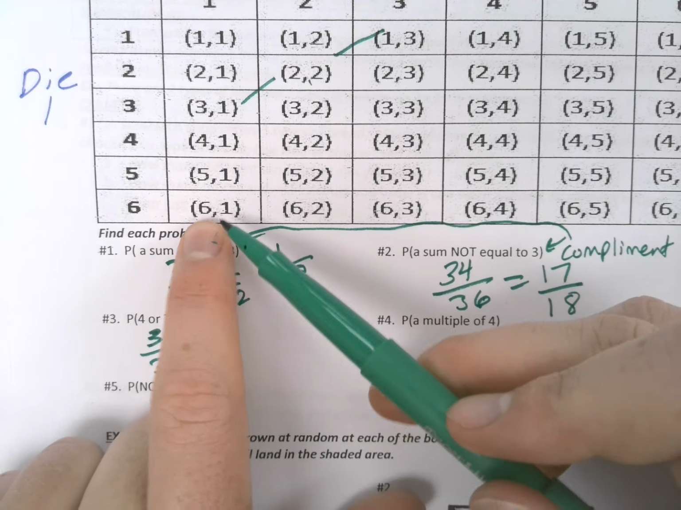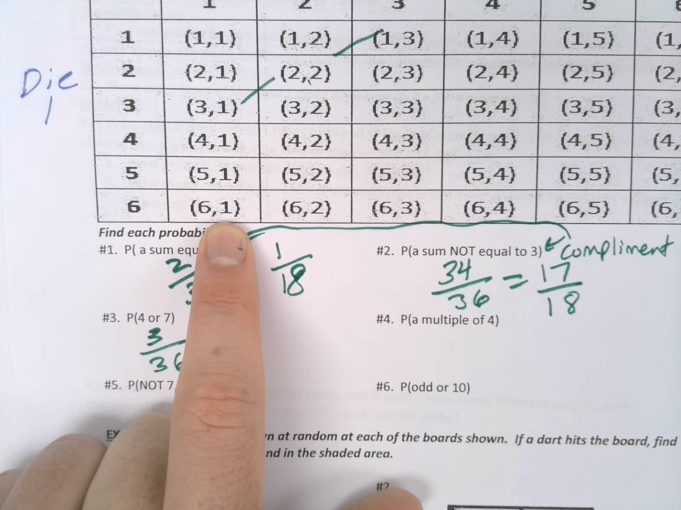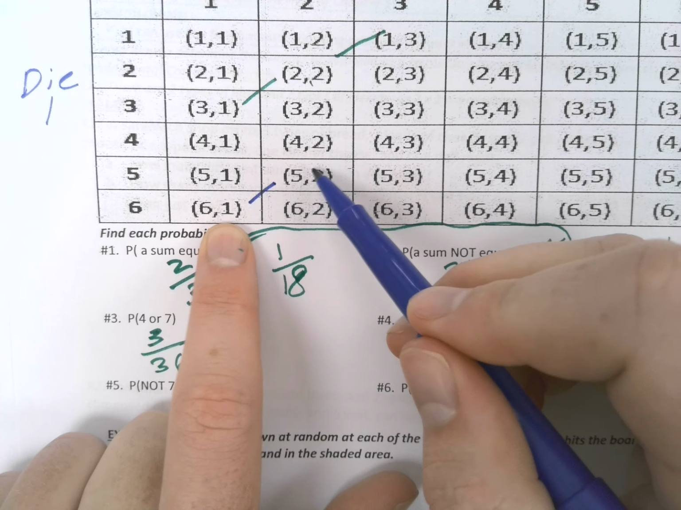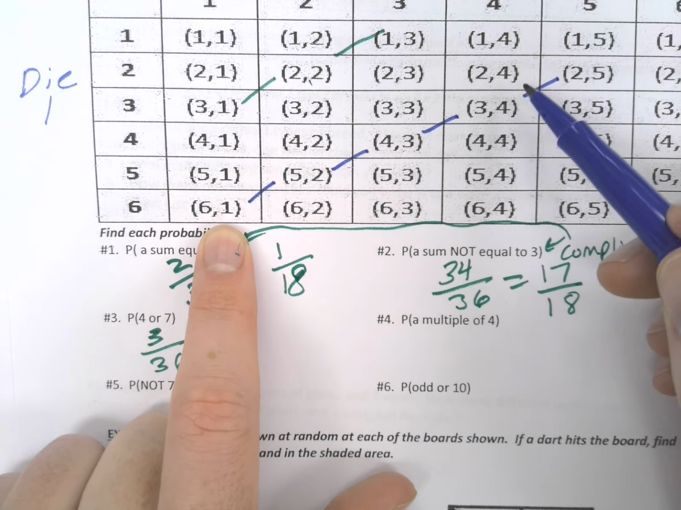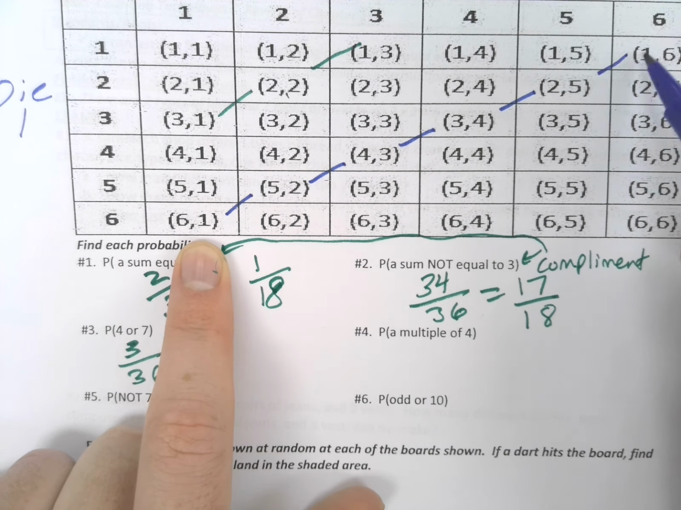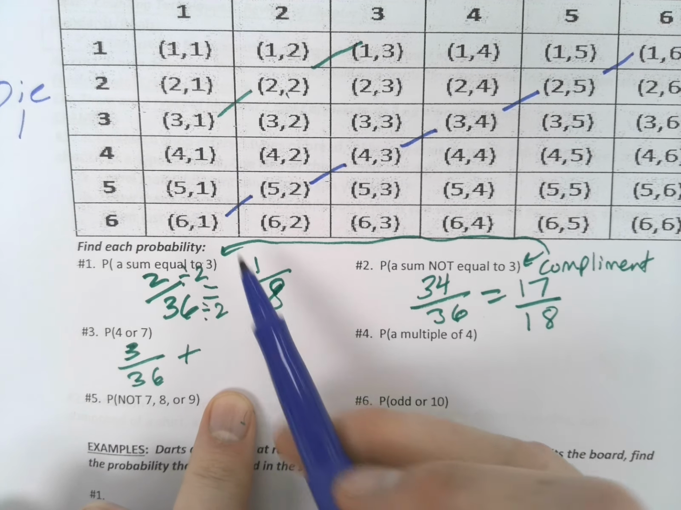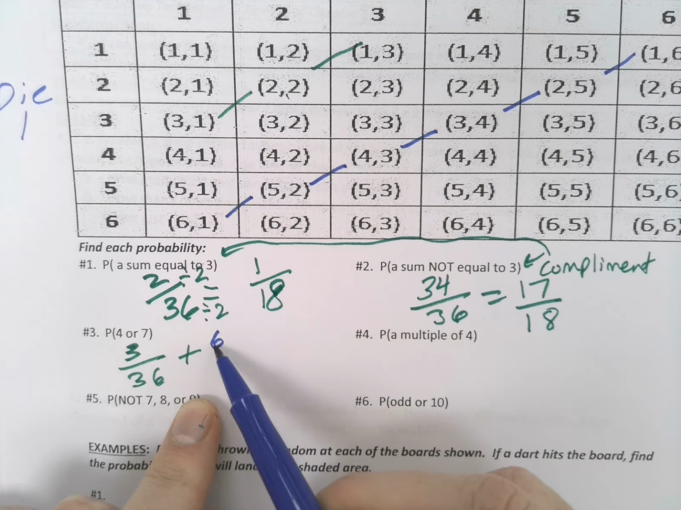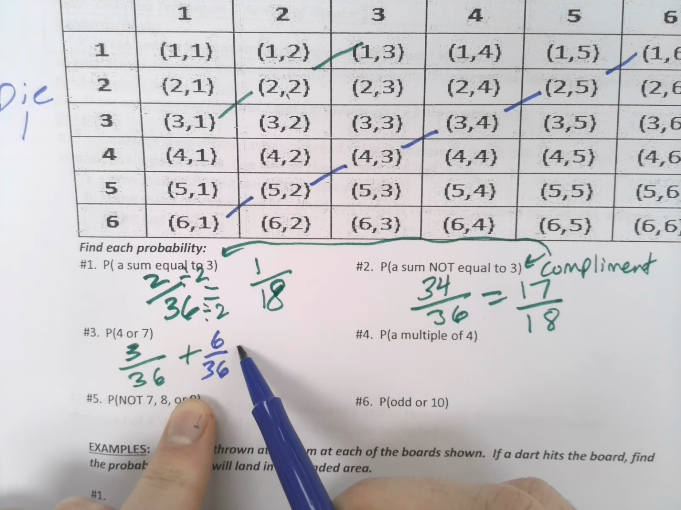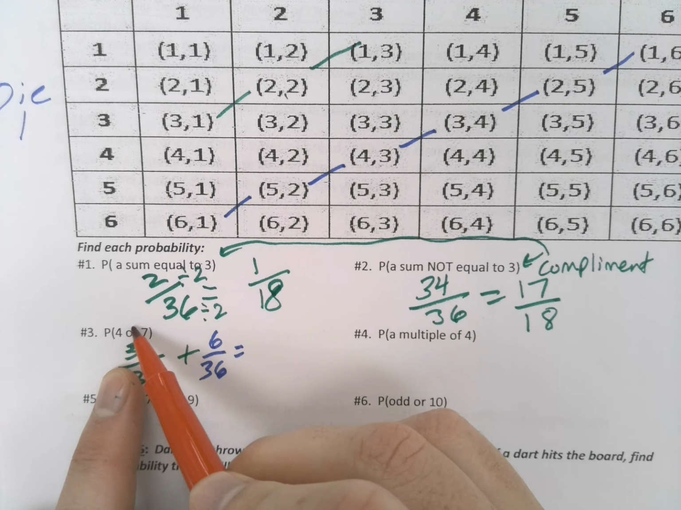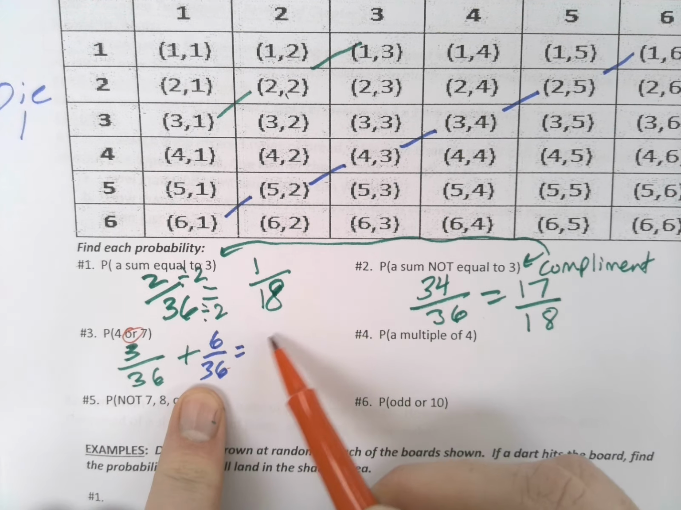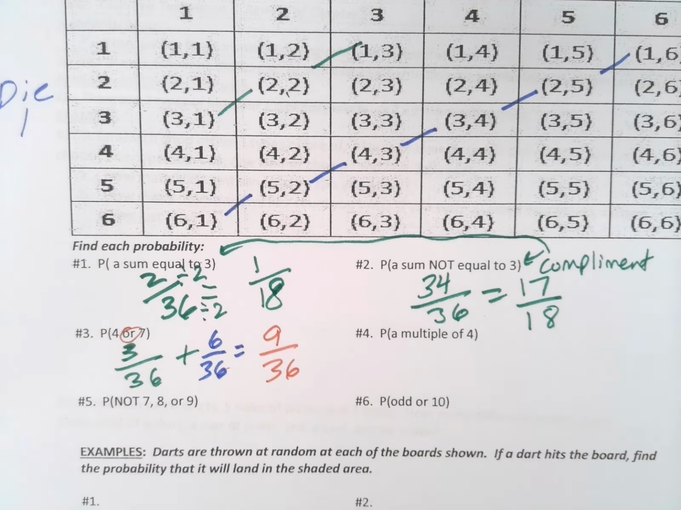Down here, I see 6 and 1 is 7. 5 and 2 is 7. 4 and 3 is 7. 3 and 4 is 7. 2 and 5 is 7. And 1 and 6 is 7. That is 6 out of 36. And so when you add these together, using that word or, that means we're cool with either of these, we get 9 out of 36.